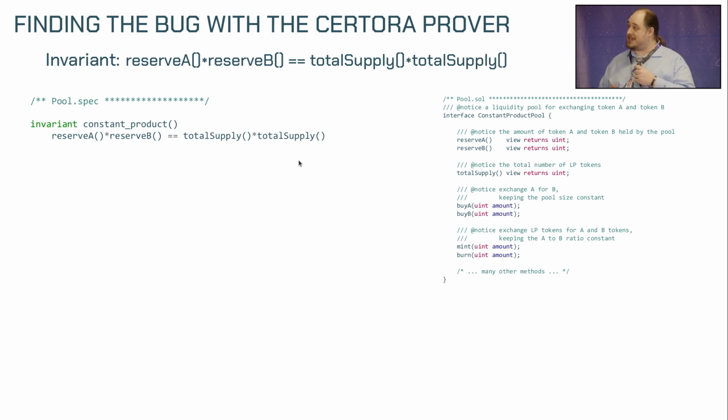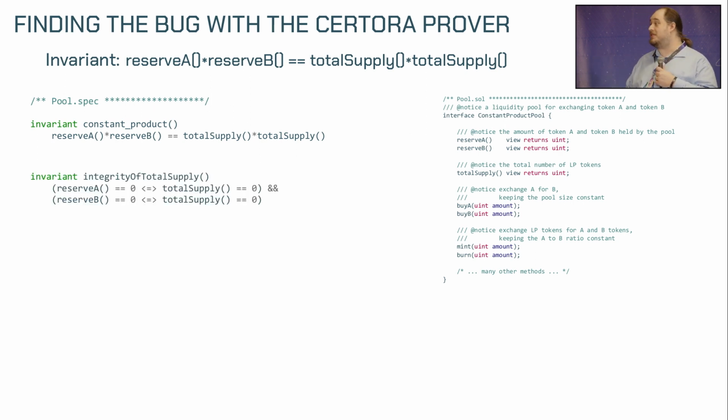Now, it actually turns out we did some of this verification. We ran the tool. There are some cases with some round-off error where this is actually not quite true. It's true within epsilon. But we can also have a simpler invariant that should definitely always be true. So this modified invariant just says if either of these is 0, then the total supply has to be 0.